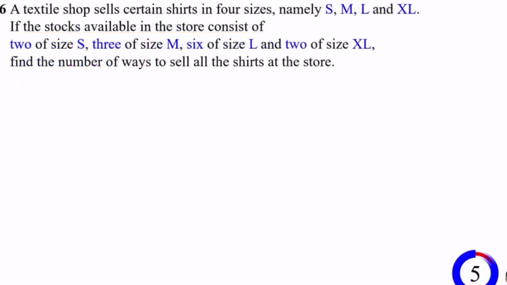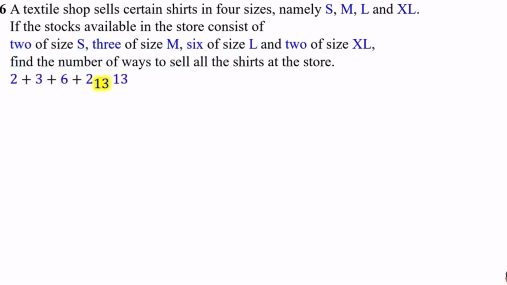A textile shop sells certain shirts in 4 sizes, namely S, M, L, and XL. Right? If the stocks available in the store consist of 2 of size S, 3 of size M, 6 of size L, and 2 of size XL. Find the number of ways to sell all the shirts at the store.